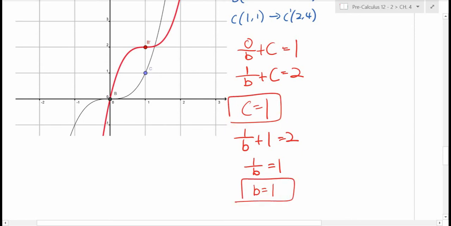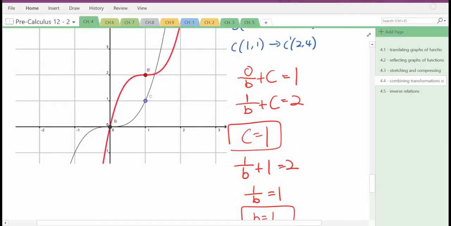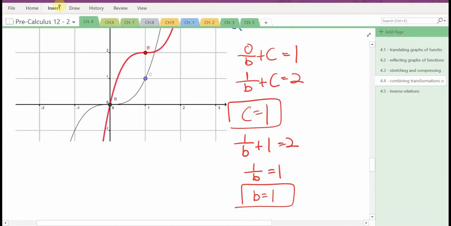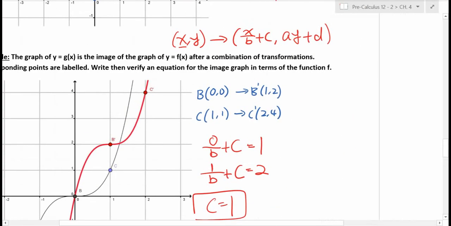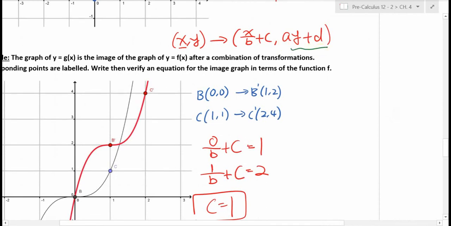These are your C's. Now I'm going to do the same thing with the y values. I'll use green this time. So for y values, here is the transformation, a y plus d. Okay, so I don't know what a is, but my original y value was 0. If I add that to the d value, that should give me my new y value, right? So this becomes that. And I'm going to do it again for the second set of points.